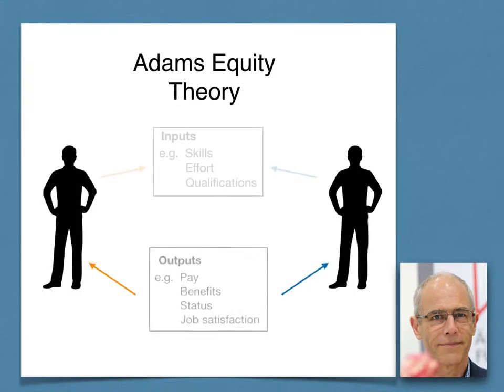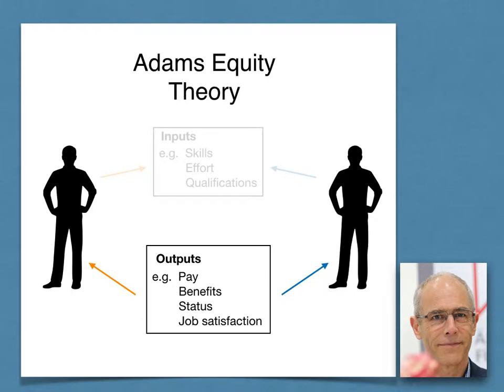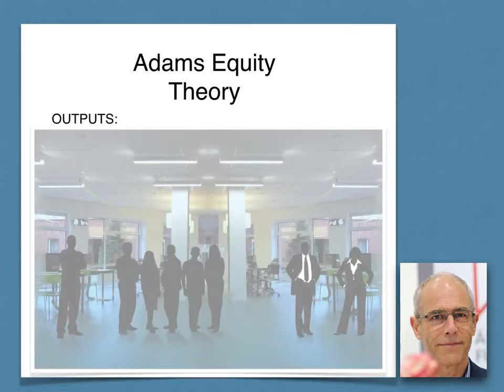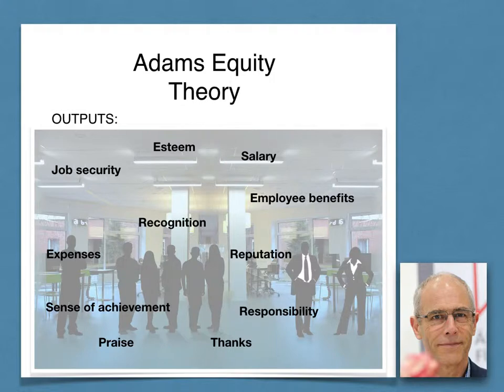Outputs in equity theory are defined as the positive and negative consequences that an individual perceives a participant has incurred as a consequence of his or her relationship with another. Outputs can be both tangible and intangible. Typical outputs are job security, esteem, salary, and many more, as the examples here indicate.